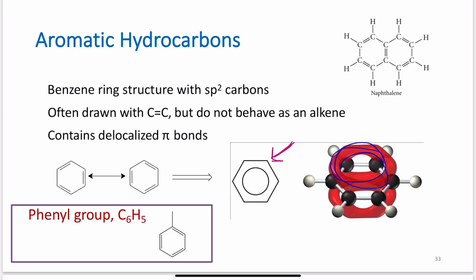The red is trying to show up here, and below is the delocalization of those pi bonds. So it's not that electron density is trapped just between 2 carbon atoms. It's actually delocalized around that entire ring, and that's why the chemistry is very unique for benzene rings. If the benzene ring is an attachment on a parent chain, we call it a phenyl group.